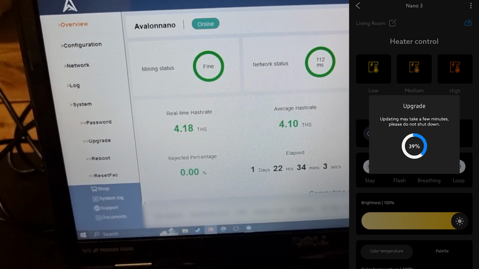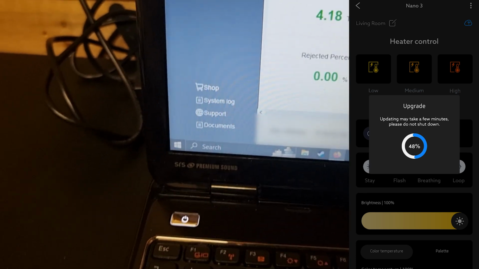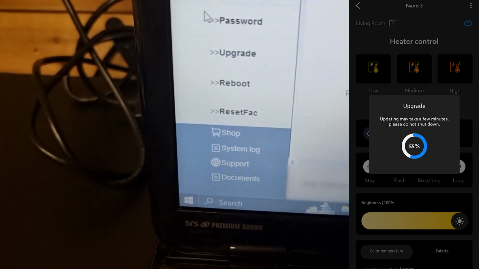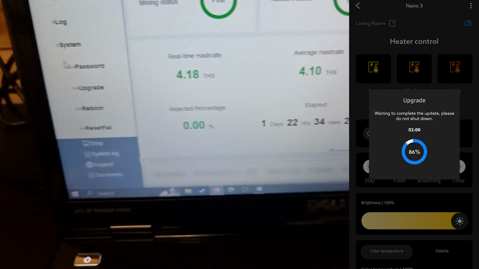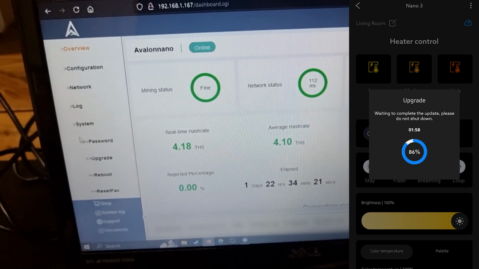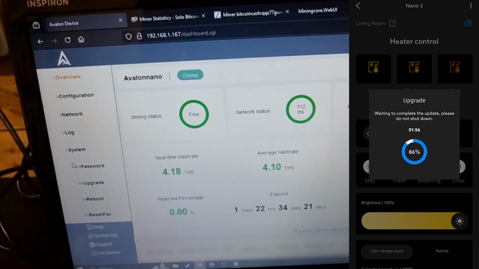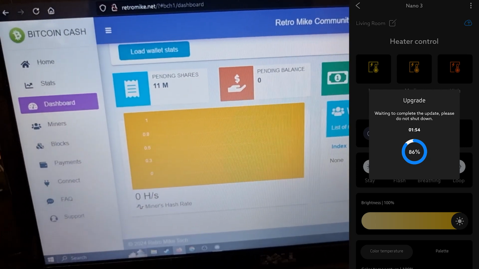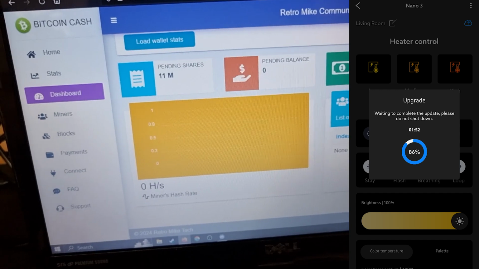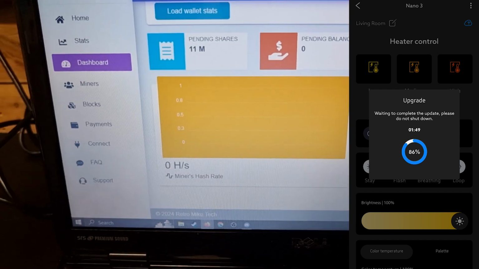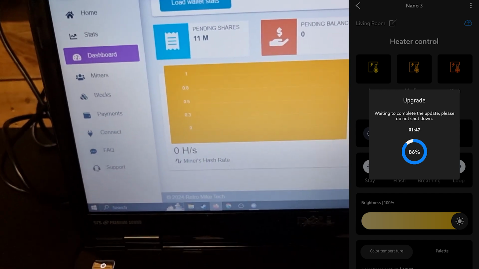So I factory reset it. Went for the cheeky factory reset because it was working before. Not great, but it was still working. So I did that. I thought I was mining on Retro Mike, so may as well get it back on Retro Mike. Didn't work as well. It just didn't work anymore on that one.